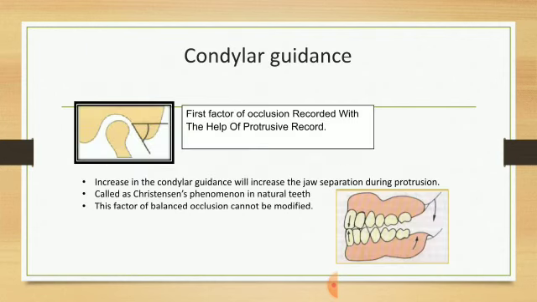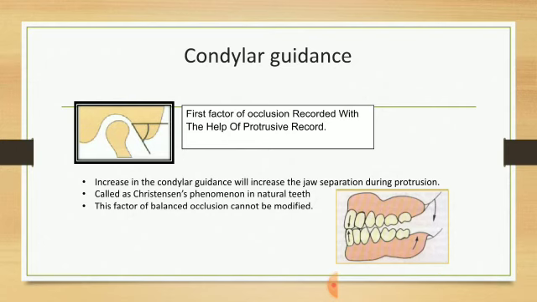Now, among Hanau's quint, we have the first factor as condylar guidance. It is called the first factor of occlusion, which is recorded with the help of the protrusive record of the patient. An increase in the condylar guidance will increase the jaw separation during protrusion. As we can see in the figure, as the patient protrudes the jaw, the deeper the angle of the condylar guidance, the more the separation of the posterior teeth. As the patient protrudes the jaw, we can see there is spacing between the posterior teeth, or disclusion of the posterior teeth. This phenomenon is called Christensen's phenomenon in natural teeth.